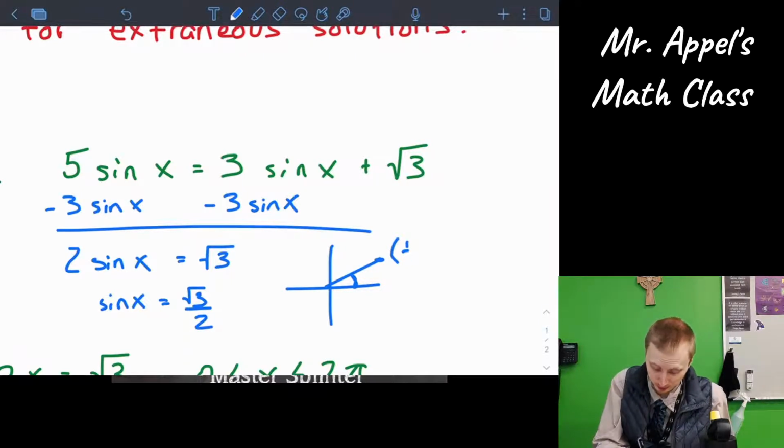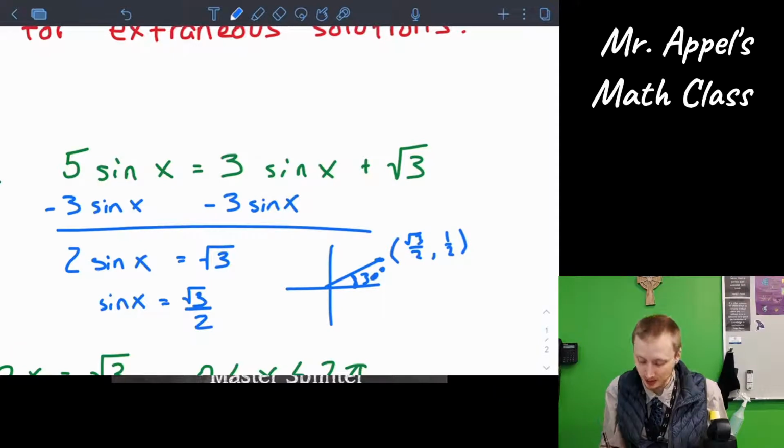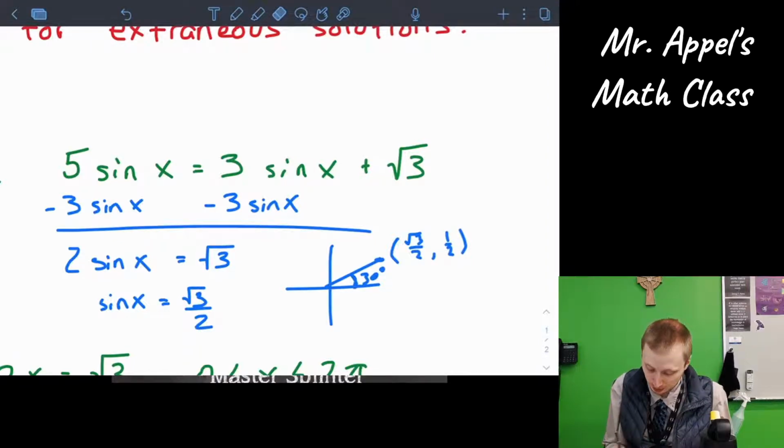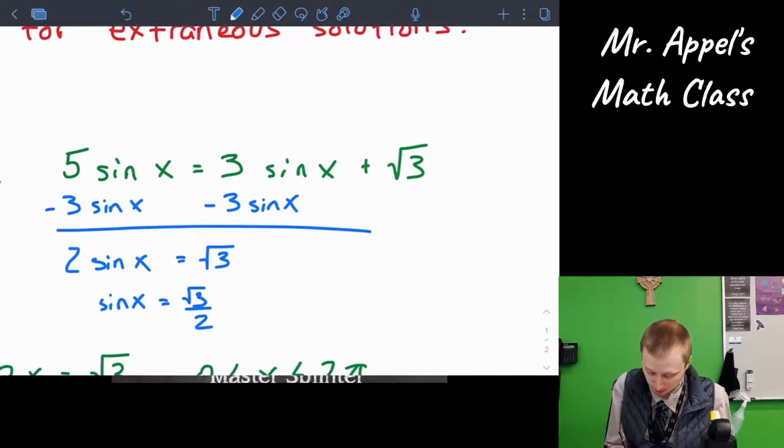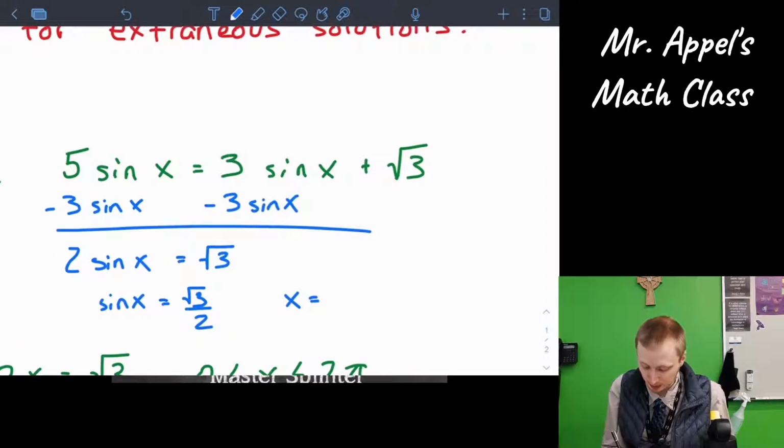Nope, that is x root 3 over 2 comma 1/2 for the 30-degree angle. Sine of 30 degrees is a half. So this is not it. This is the 60 degrees. Or rather, in terms of pi, that would be pi over 3.